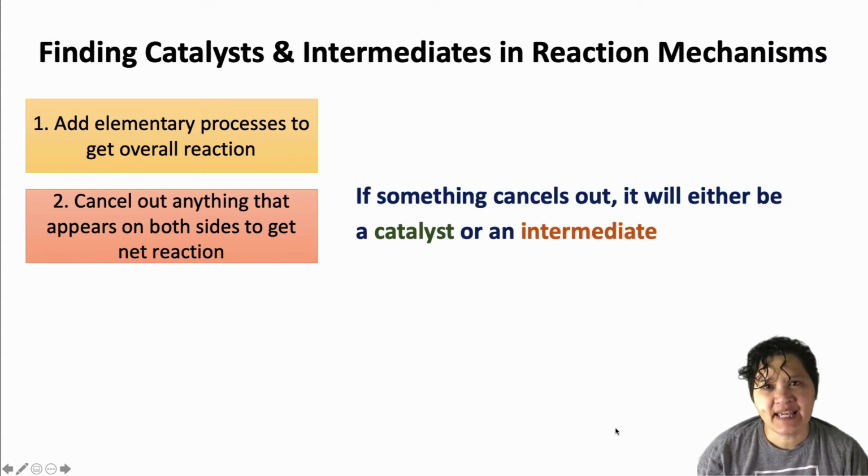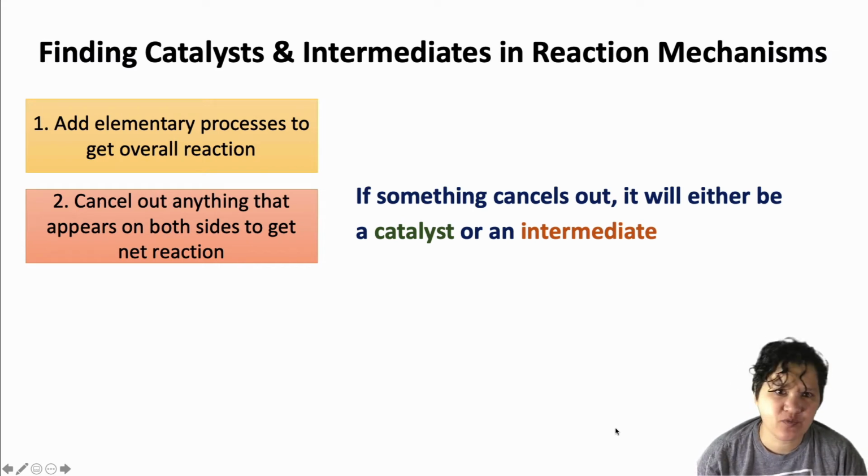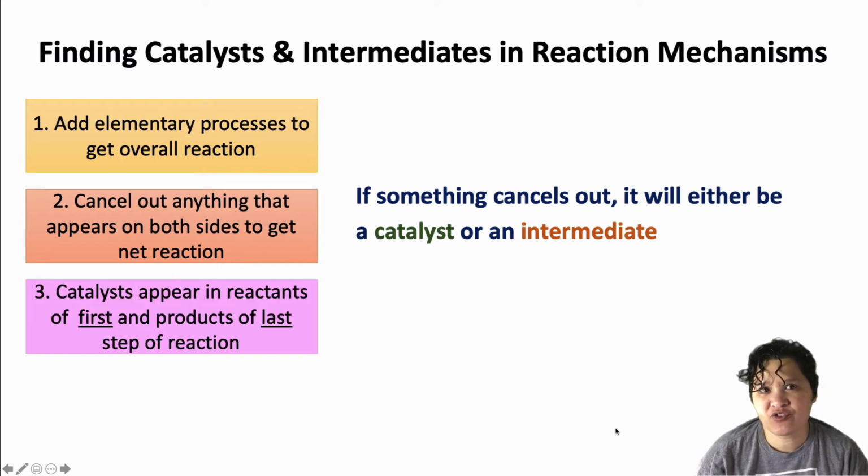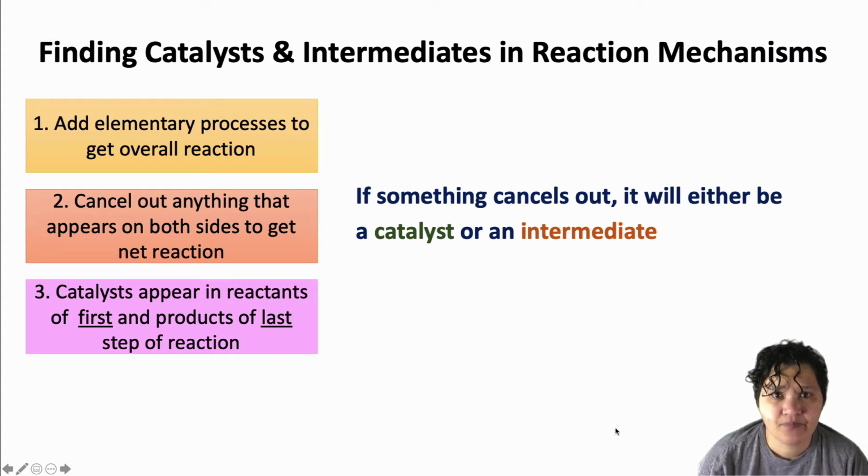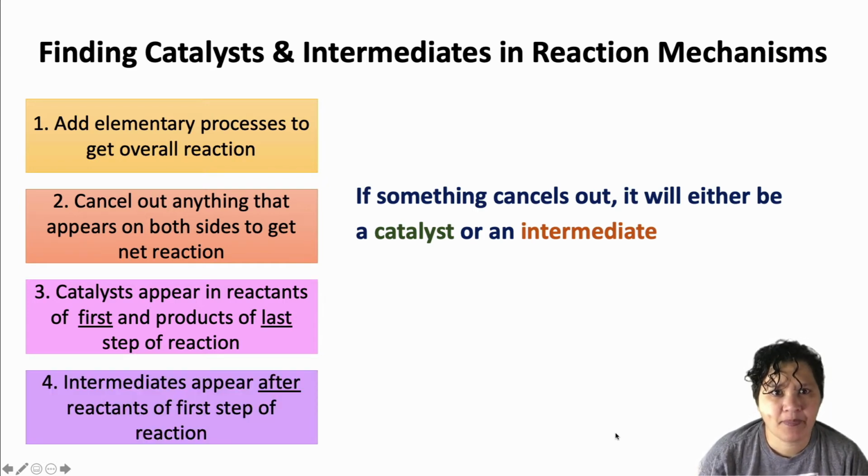Now, anything that cancels out will either be a catalyst or an intermediate. So now we have to determine which is which. A catalyst is something that you start with and end with. Remember, you always end with the same amount you started with. So you see catalysts in the products of the last step.